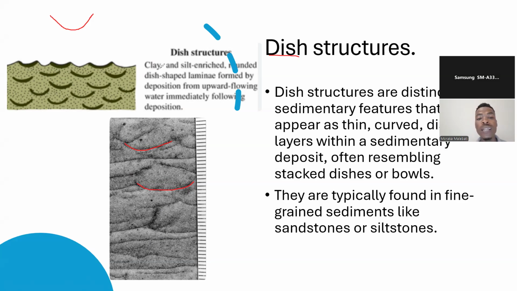So if you can check over here, clay and silt enriched rounded dish. Okay, these are clay and silt. Rounded dish-shaped laminae formed by deposition from upward flowing water immediately following the deposition. We're talking about this one. We have got some clays, and we've got silts, and then these things formed the dish structures.